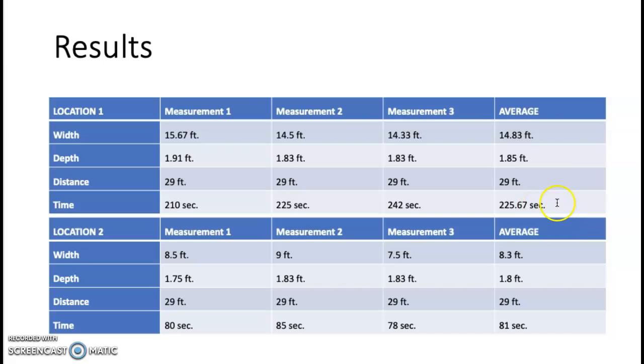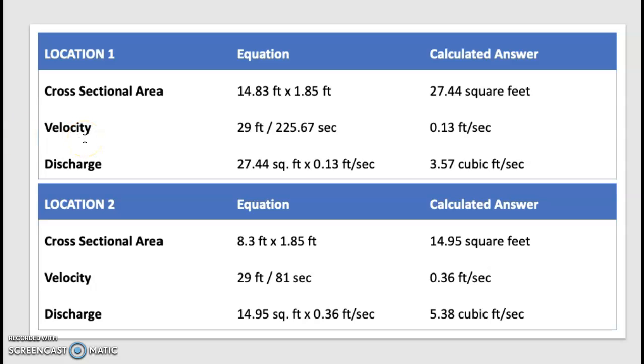As you can see, the time is much longer at the first location and much shorter at the second. This was likely because of the width, which was a goal of our experiment, to change the velocity based on the width. And then these are the calculations.